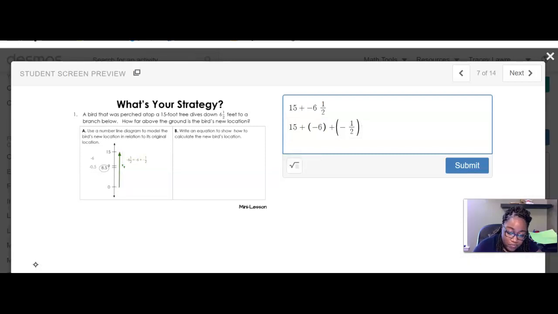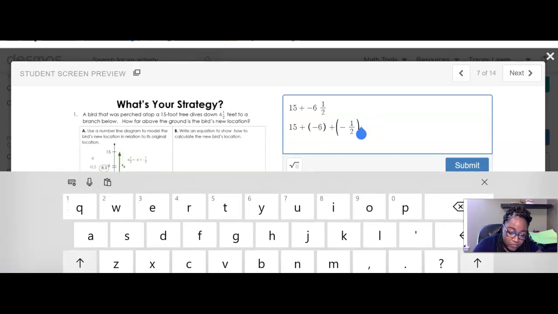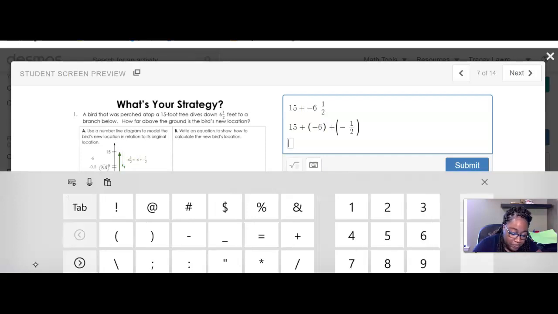15 plus -6 inside parentheses, and we can have 2 parentheses. Okay, so that means that we're going to do those first, and then we have plus -1/2.